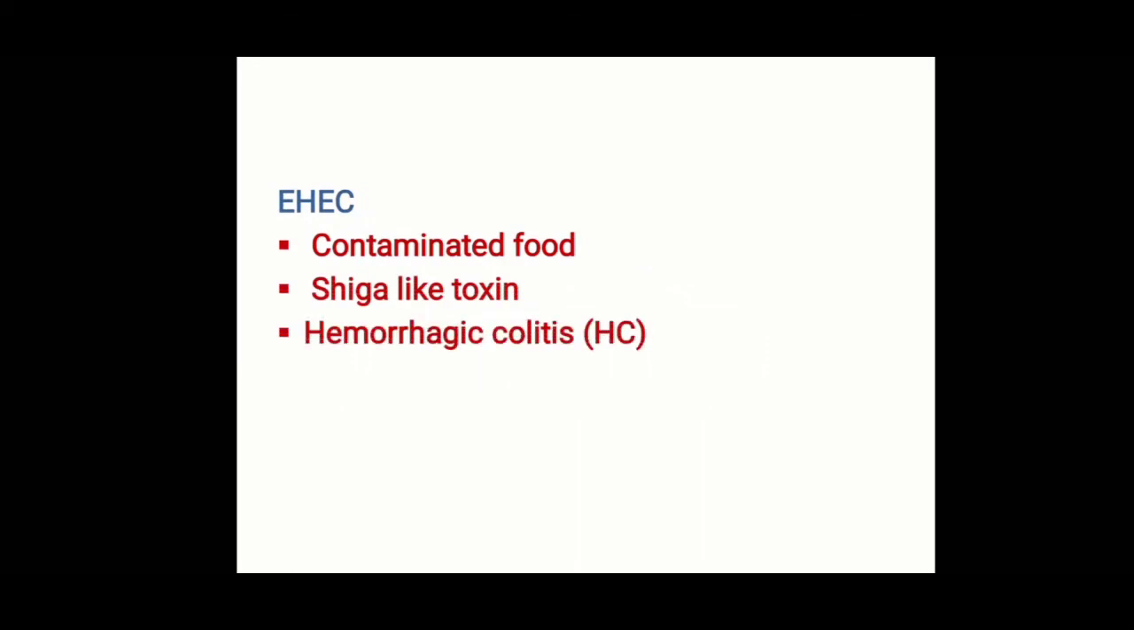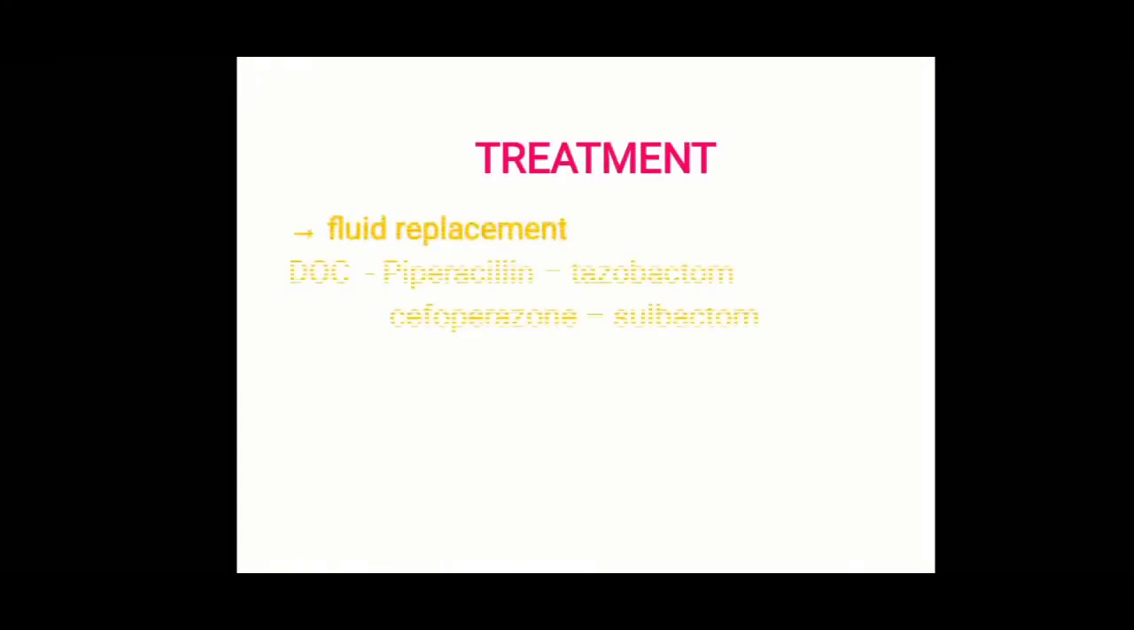Enterohemorrhagic E. coli. They are caused through contaminated food. They produce Shiga-like toxin and they cause hemorrhagic colitis and hemolytic uremic syndrome. Treatment: fluid replacement, and the drug of choice is piperacillin tazobactam combination or cefoperazone sulbactam combination.